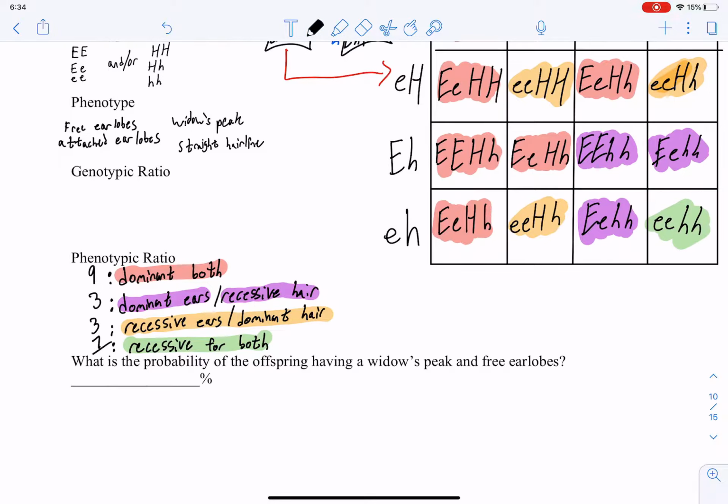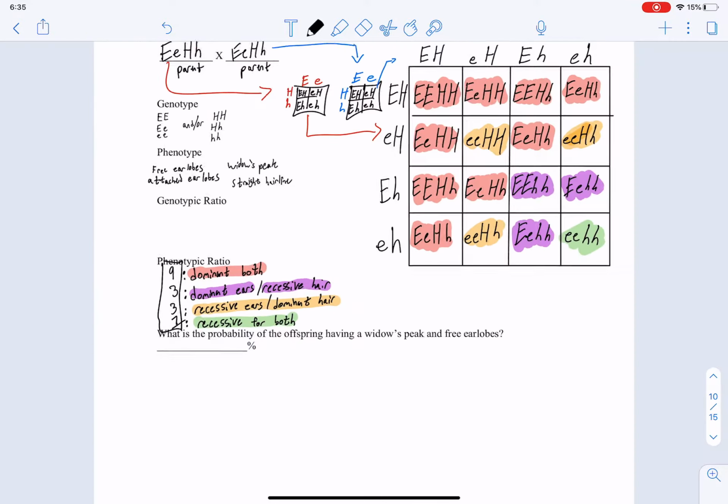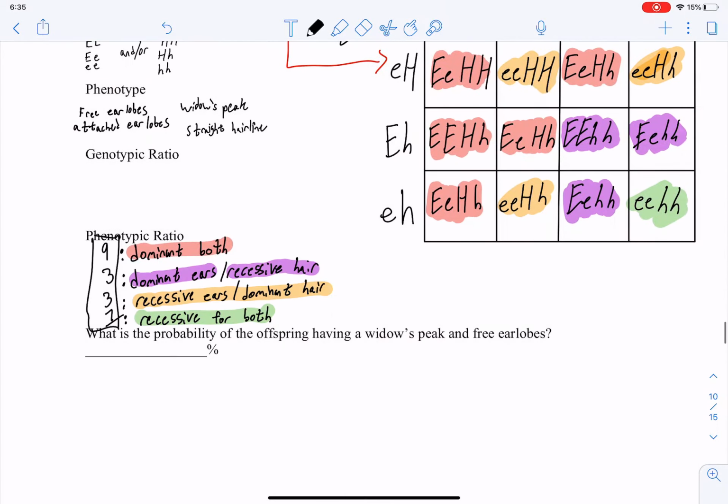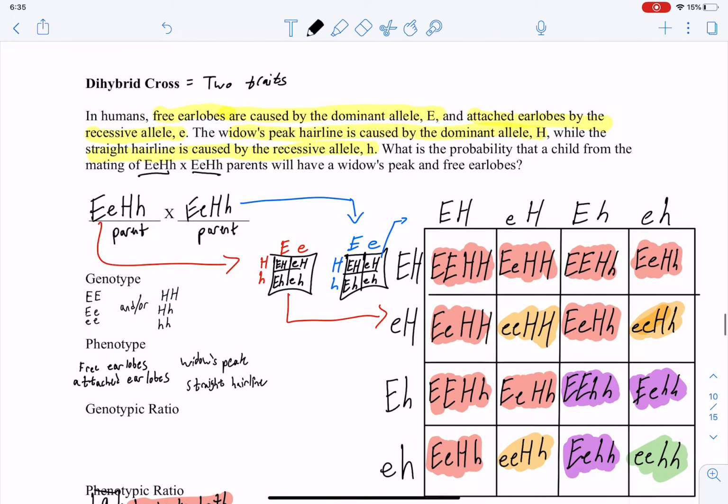All right, so this is our ratio. And we're not going to do the genotypic ratio because that's just too many options. But this is an important ratio for dihybrid crosses, 9:3:3:1. Because now we can look at it and answer the question, what is the probability of offspring that have widow's peak and free earlobes? Let's go back to our word problem. Widow's peak is dominant, big H.